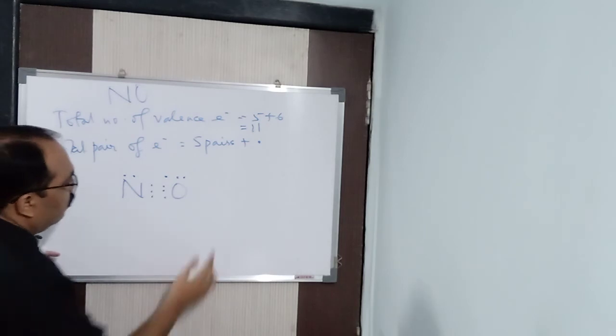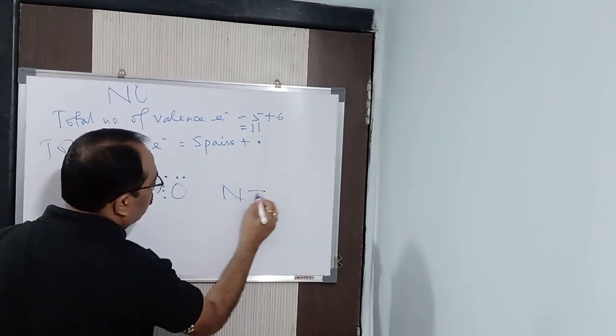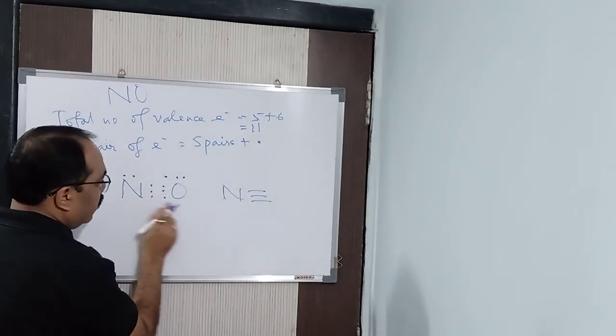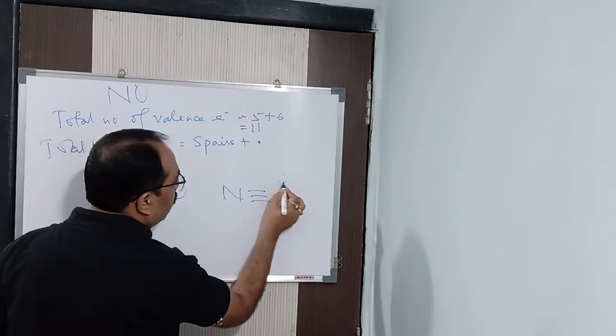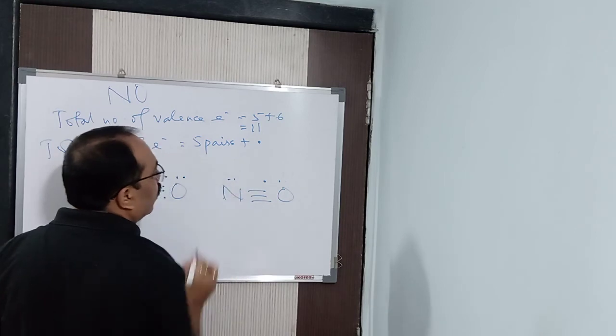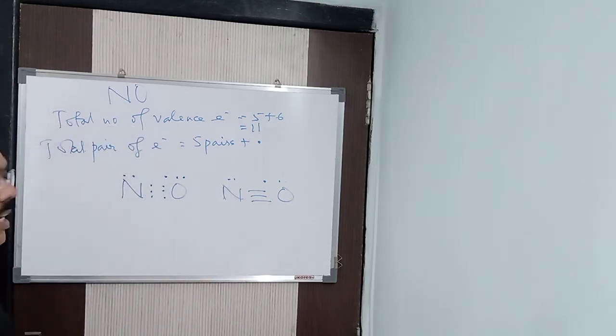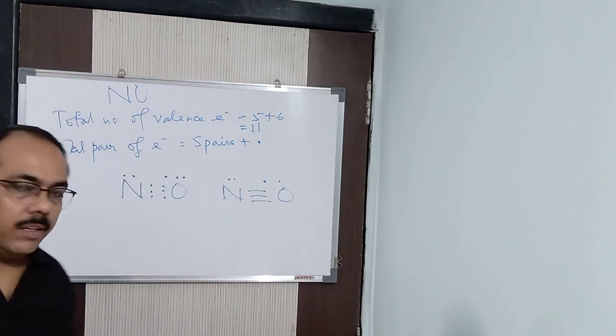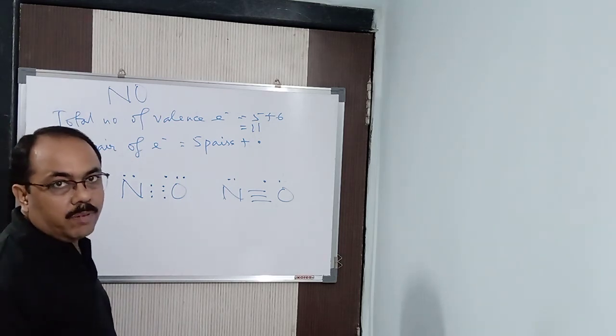So in this way, now you need to draw the diagram here. 3 bonds, 3 pairs. On oxygen, here it is 1 pair, and here 1 unpaired electron will be there. In this way we are explaining it. Clear?